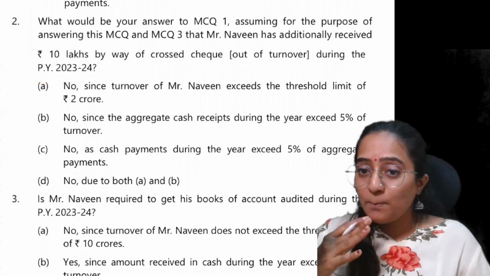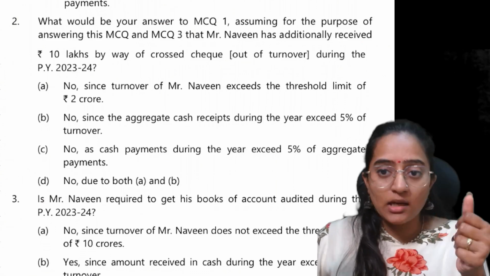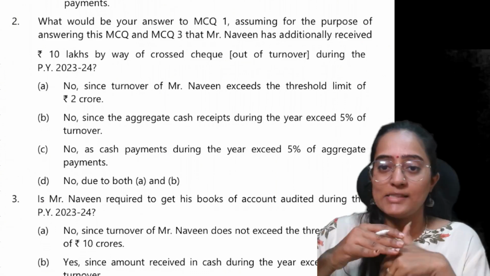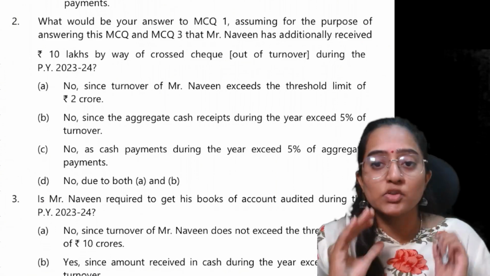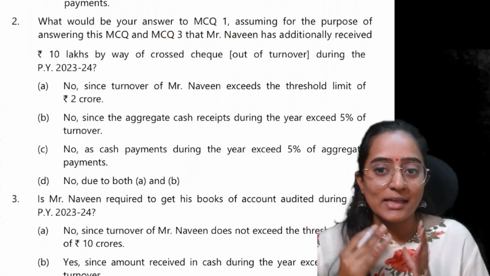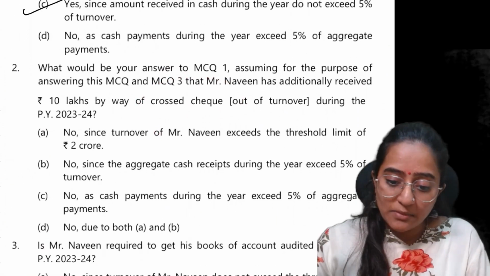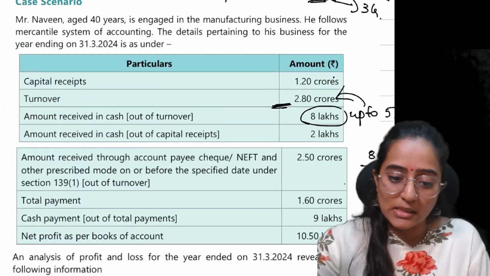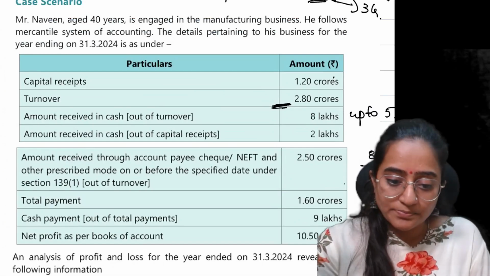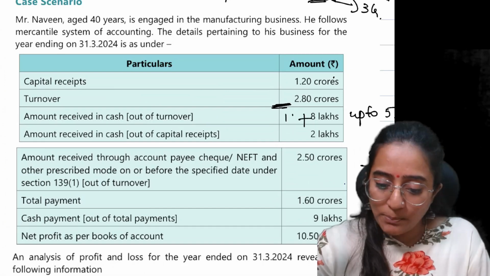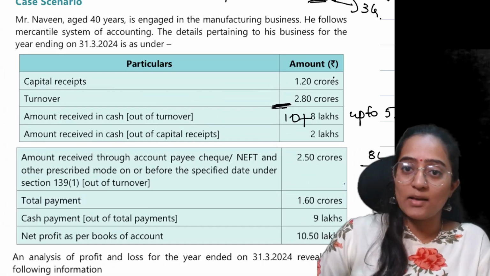People, whenever we are speaking about the banking channels, it means account payee cheque, account payee draft, any other electronic clearance mode. Any cheque other than account payee cheque would be considered as similar to cash only. So a crossed cheque, I would determine it as cash. Now, Mr. Naveen has additionally received 10 lakh rupees, which means I would consider not 8 lakh rupees as cash now. I would consider 10 plus 8, 18 lakh rupees as cash. Correct? I would consider how much? 18 lakh rupees as cash.